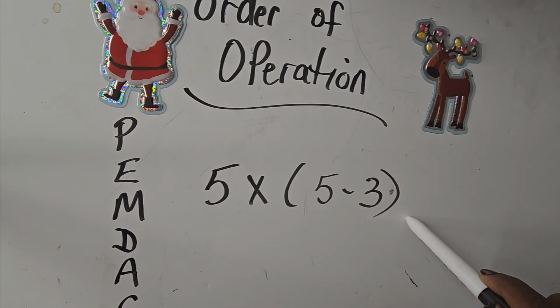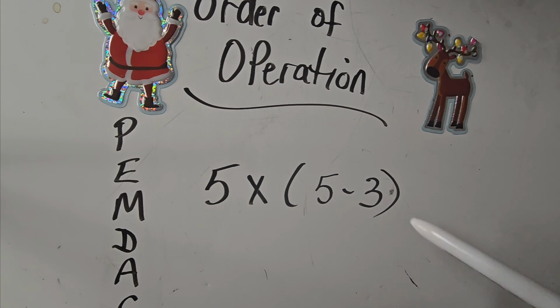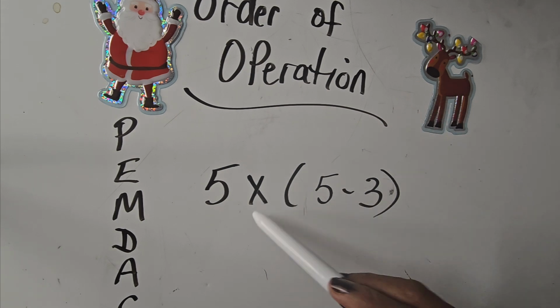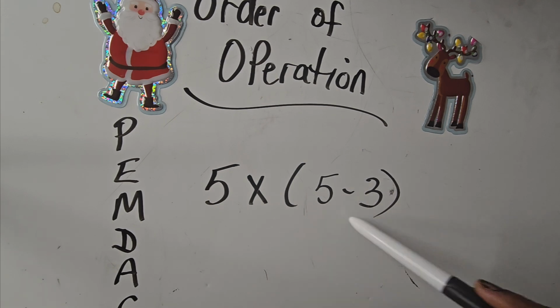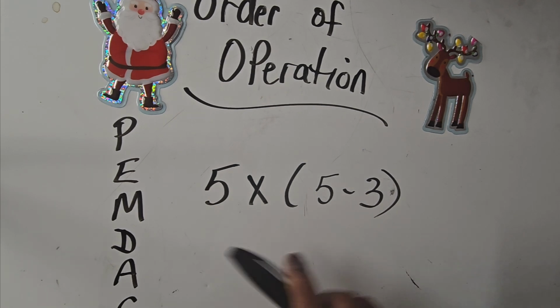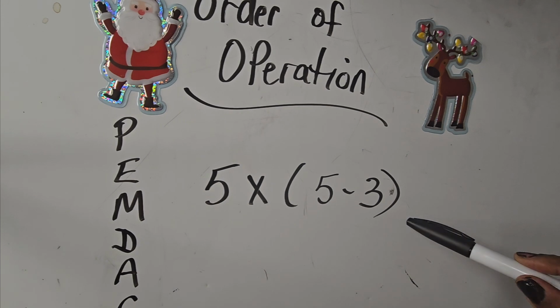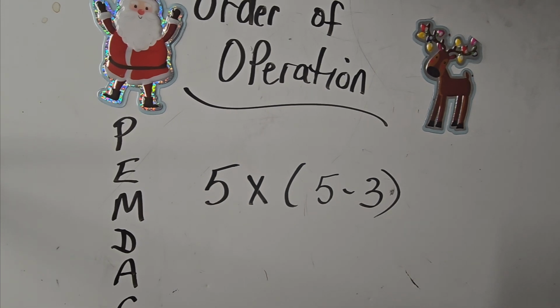Sometimes when you want to solve an expression, it may have multiple operations. There's a divide, there's a multiply, there's a parentheses, there's subtraction. And sometimes students get very confused. Well, which one should I do first? Should I do this? Should I do this? And they get very confused. That's where the formula PEMDAS comes in.